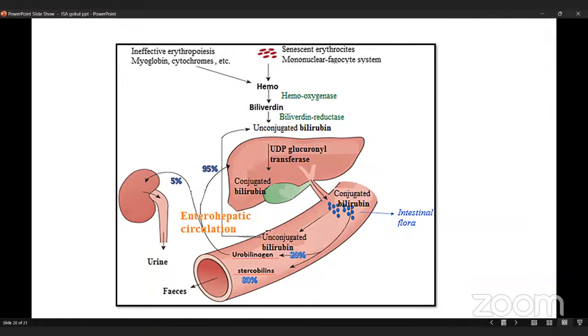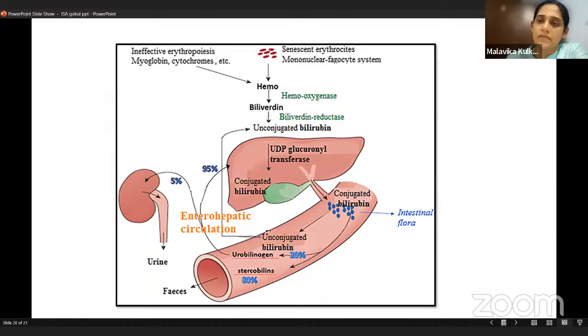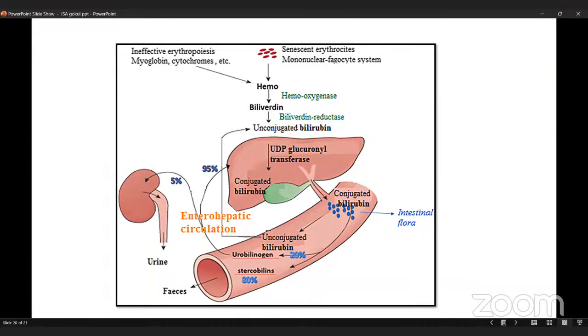And hyperbilirubinemia, more than 12 to 15, is considered a poor prognostic factor, ma'am. And azotemia is also another poor prognostic factor. And what else? Anemia, nutritional deficiency. Yes, ma'am, malnutrition points towards poor prognosis.